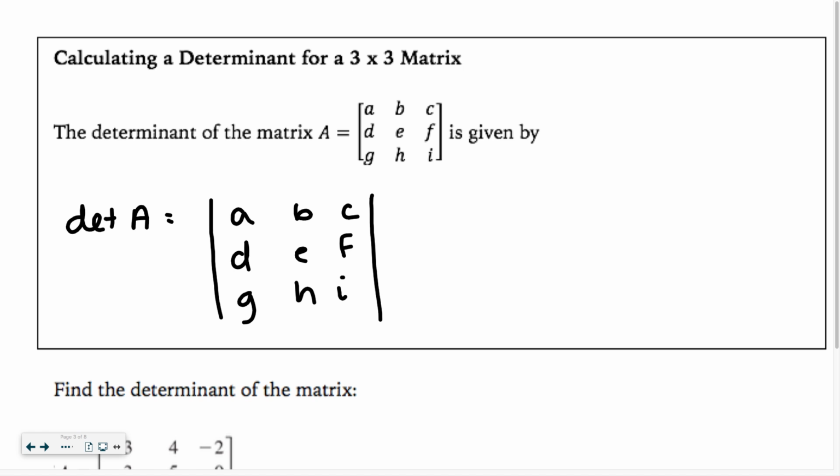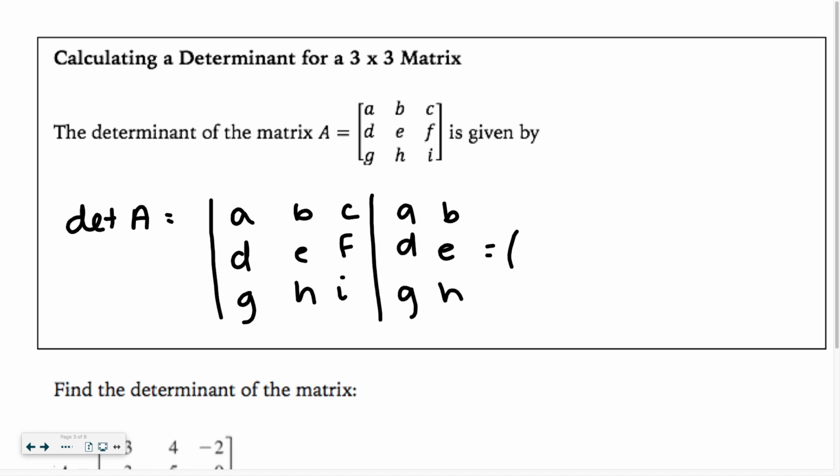Okay. But there's a real easy way to do this without having to think about wrapping around. You just copy the first 2 columns. You don't really need the third column because your diagonal isn't going to reach that far. So you only have to copy the first 2 columns. And then you see you're going to get your AEI, your BFG, the one that you would wrap around to, and your CDH, C wrap around DH.